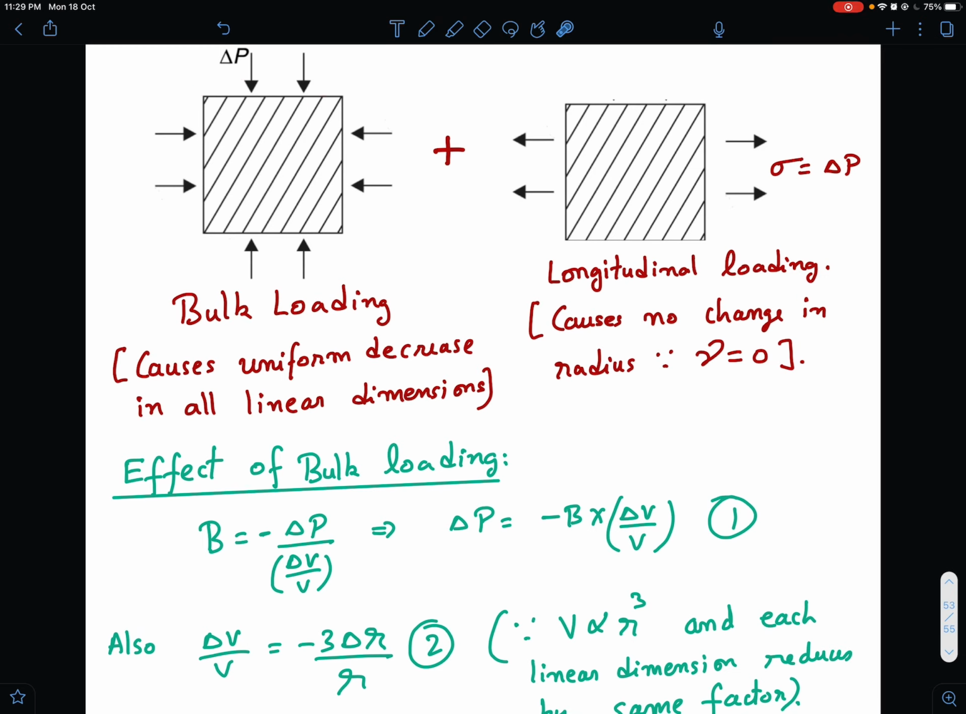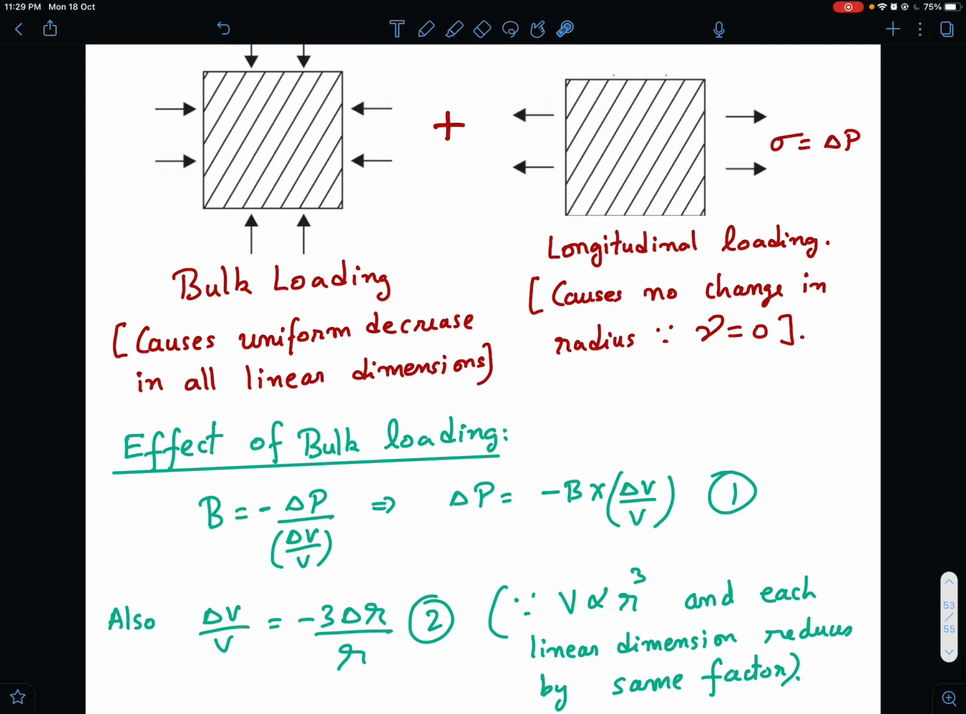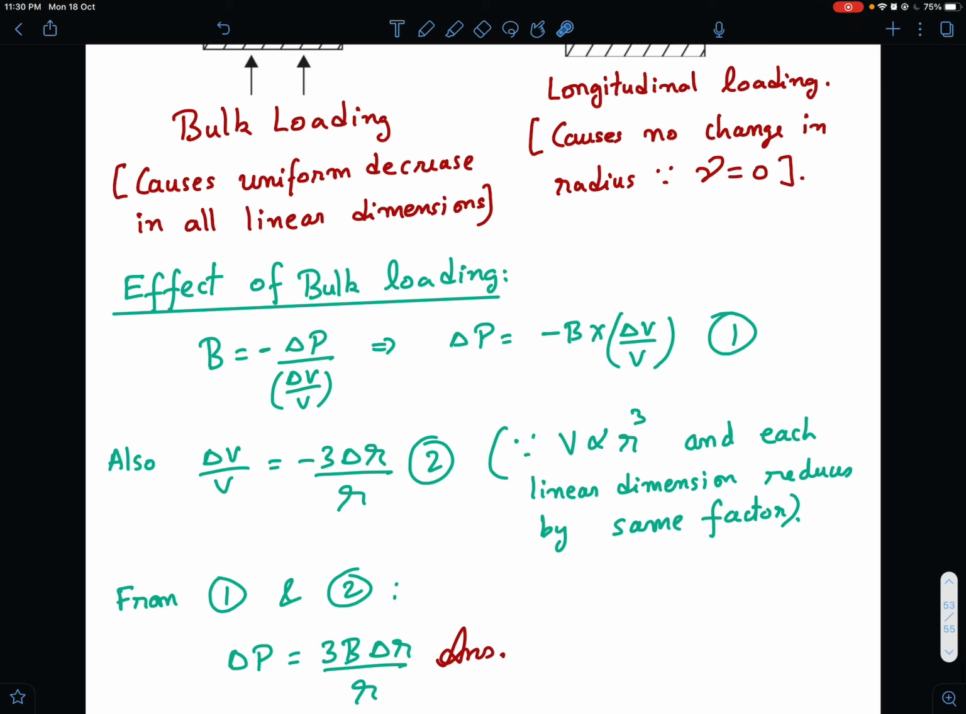So now what is the effect of bulk loading? If delta P is acting on all sides, we can use the standard formula. Bulk modulus is minus delta P over delta V by V. So that means delta P is simply minus B into delta V over V. So if you apply bulk load on all the sides, the fractional change in volume will be 3 times the fractional change in the linear dimension, right? And the linear dimension is proportional to the radius, or the length, and fractional change in length and fractional change in radius all are going to be equal. So you might as well take the fractional change in volume as thrice the fractional change in radius, okay?